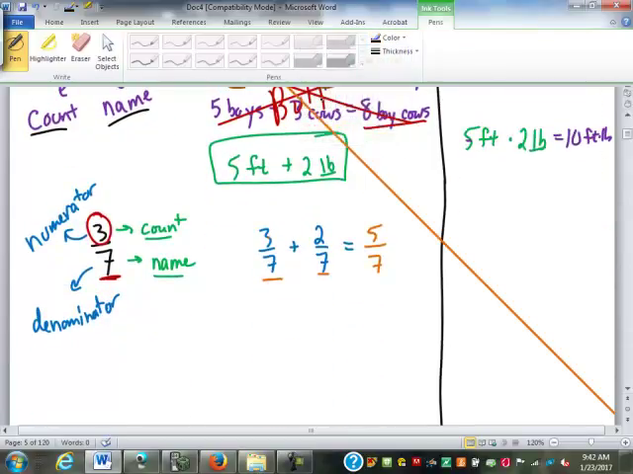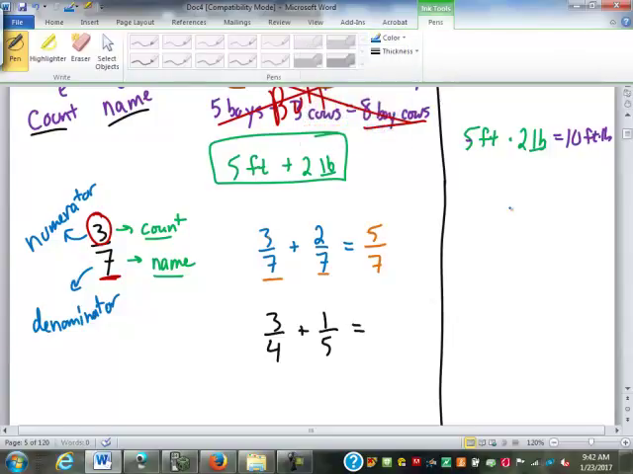If we had something like 3/4 plus 1/5, can we add those the way they're written? No, we're told you got to find that common denominator. Again, when we add or subtract numbers, we must have the same name.